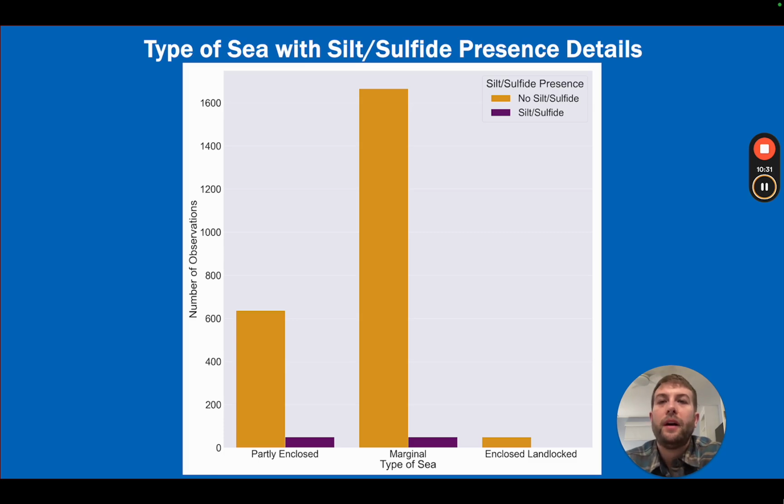Silt and sulfide are both threats to the health of coral and can come from both natural and man-made sources. Looking at the number of types of seas with a focus on silt and sulfide presence, the visualization shows that overall each type of sea was heavily absent of silt and sulfide. Partially enclosed and marginal seas had very small numbers with those threats present.